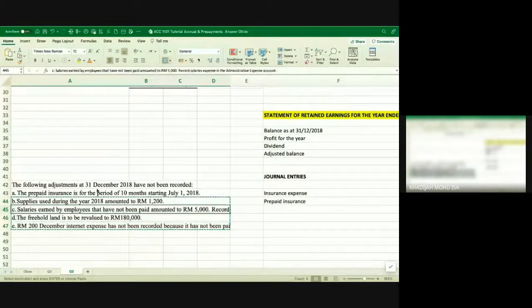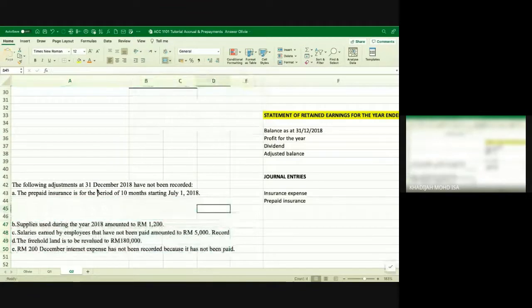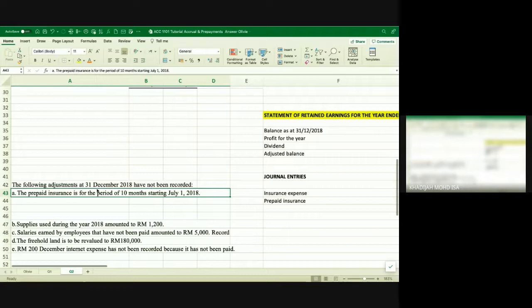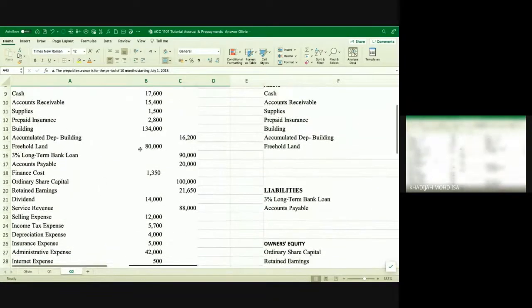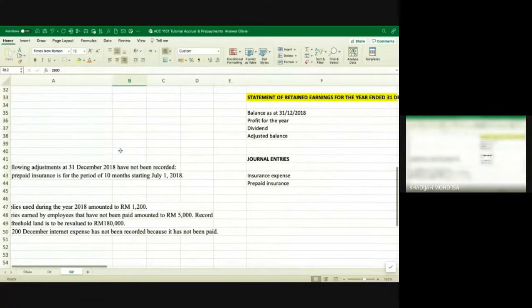Okay, right. So the first one is prepaid insurance. From prepaid insurance, how much do you have in the account? You have 2,800. All right, let's color this. You have prepaid insurance of 2,800, but now you know it's already December, so you're going to recognize that July, August, September, October, November, and December. There are 6 months, right?